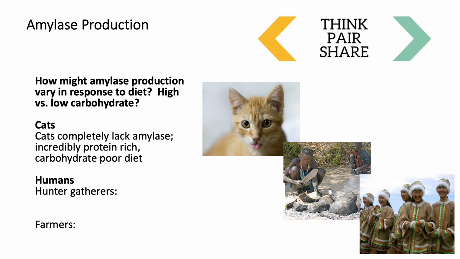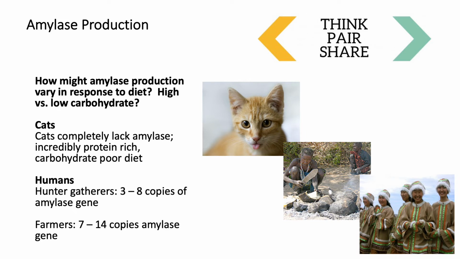If we look at traditional hunter-gatherer communities and that population, we see they have 3 to 8 copies of the amylase gene, so allowing them to produce amylase to break down those carbohydrates, the starches. If we compare that to farmers, those farming communities, the population there has about 7 to 14 copies, so double the number of amylase genes, so higher amylase production then. And this makes sense. Those farming communities are going to be planting and harvesting grains predominantly. Things like rice, oats, barley, and wheat. And in order to extract those nutrients from that grain-rich diet, we need to have higher production of amylase.